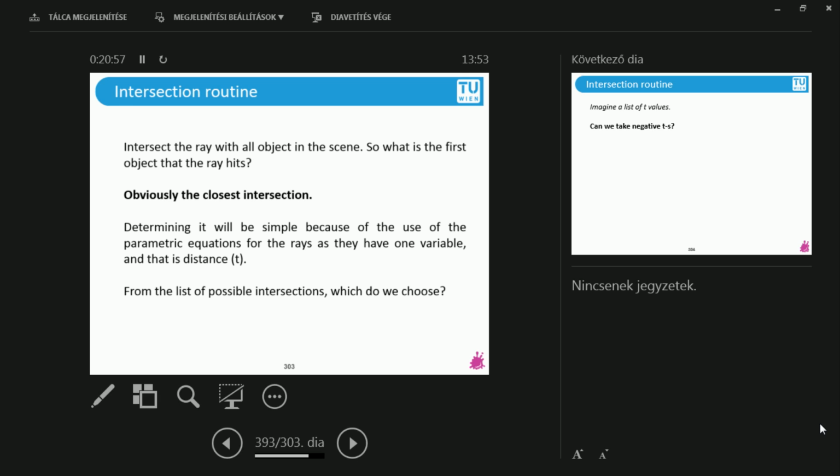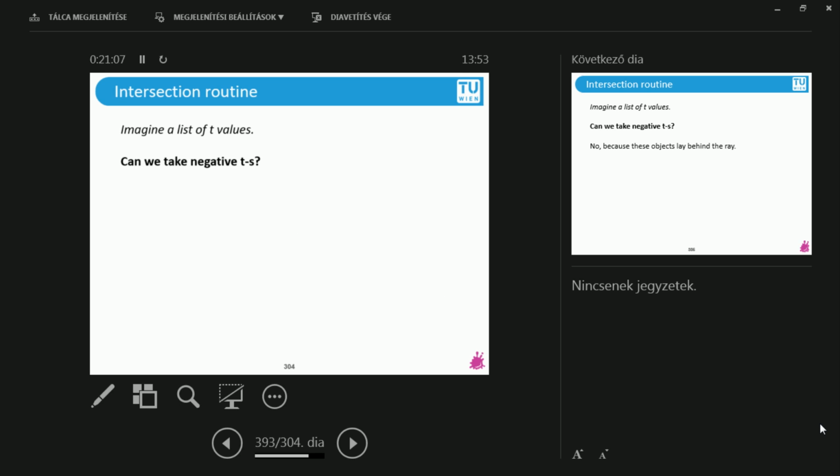So the negative ones I'm not interested in, like I told you, no politics, politics-free zone. And I'm going to be interested in the smallest positive t. This is more or less true. Negative t's we are not interested in, we have discussed this. And the question is, can we take t equals 0?